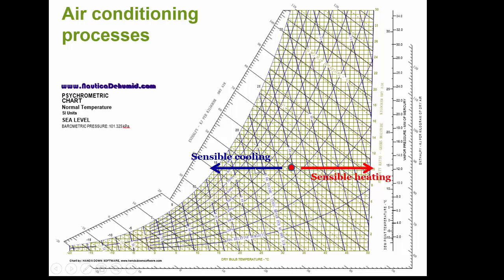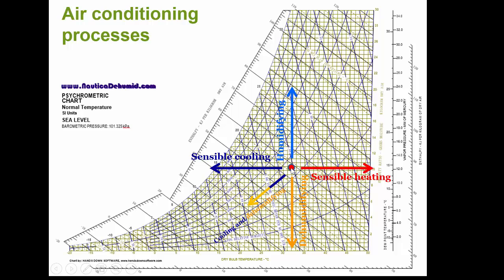Again, during this process, the humidity ratio, or the absolute humidity of the air, remains constant while the dry bulb temperature is reduced. If we move upward on the psychrometric chart, as you can see, we go through a humidification process. The dry bulb temperature does not change during this process. However, the humidity ratio is increased as we add more moisture, more water, into the air. The opposite direction defines the dehumidification process. Again, the dry bulb temperature remains constant while the humidity ratio is decreased.